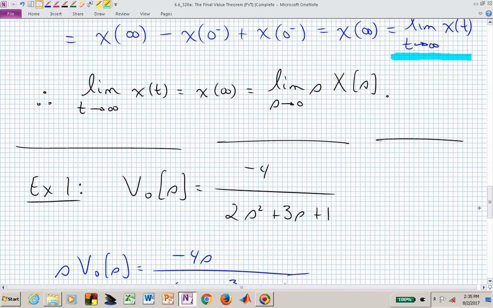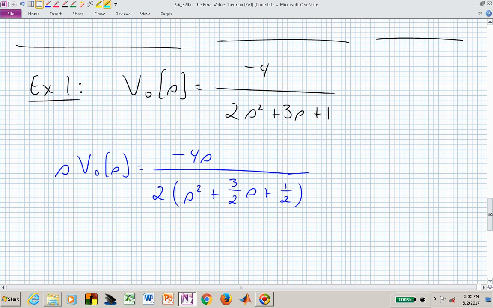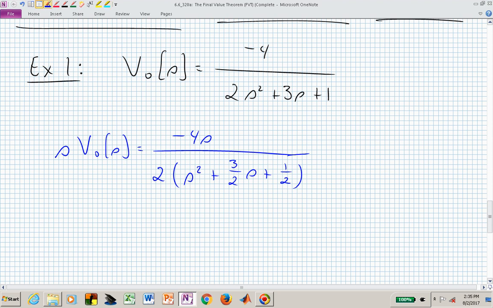Let's see if we can now use that, or when we can't use that, associated with particular transform expressions. Suppose we look at capital V sub 0 of s equaling minus 4 in the numerator, and the denominator is 2s squared plus 3s plus 1. We wouldn't have to factor out that 2 from the leading coefficient, but let's go ahead and do that, and then that allows us to, with a quadratic, very quickly determine where or if this quadratic corresponds to stable roots.